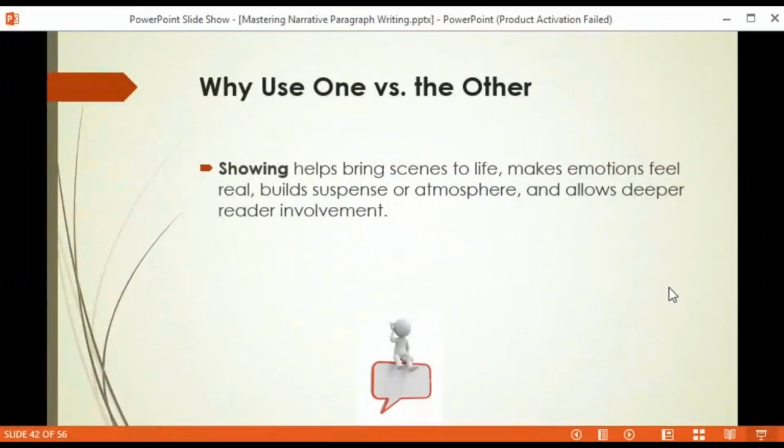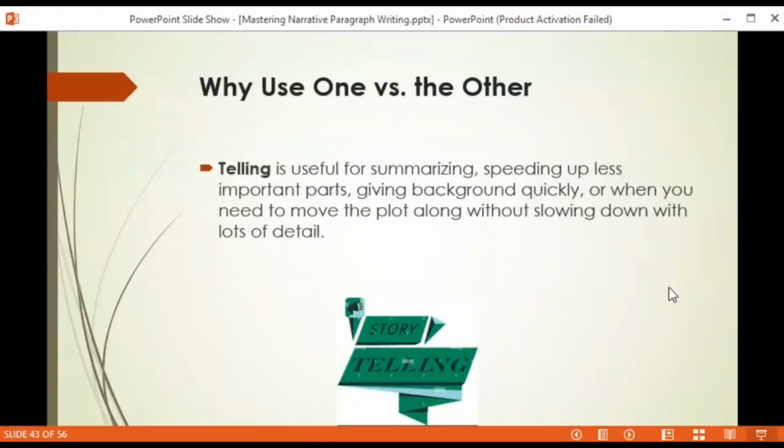Why use one versus the other? Why do we show instead of telling? Showing helps bring scenes to life, makes emotions feel real, builds suspense or atmosphere, and allows deeper reader involvement. But telling is useful for summarizing, speeding up less important parts, giving background quickly, or when you need to move the plot along without slowing down with lots of detail.